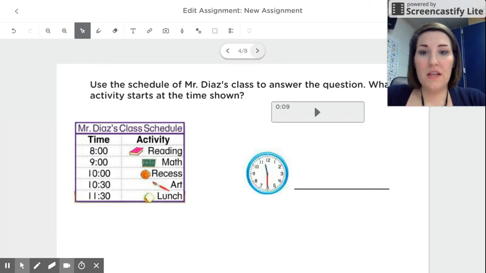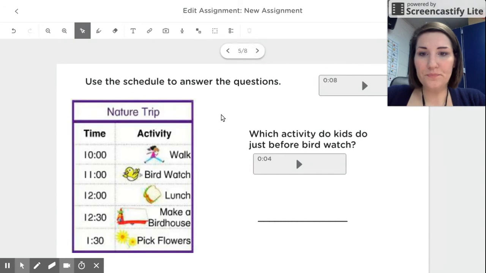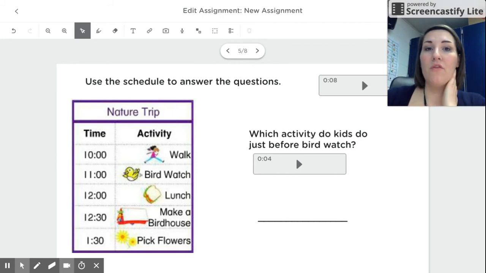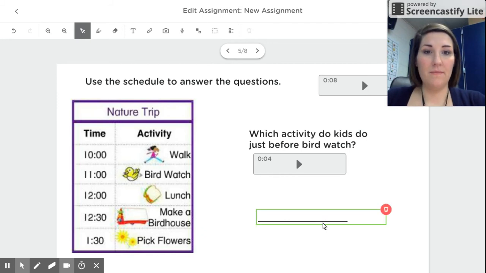Then you'll also see that there is a different schedule about a nature trip that some students are taking. So you're going to use this schedule to answer the question that's here below. So again, if you don't know what it's asking you, you can always play and it'll read it for you. So this one, for example, says, which activity do kids do just before birdwatch? So thinking about how our schedule, we looked what happened before. I'm looking up above what happens before that in the schedule. And I would write that on the line.